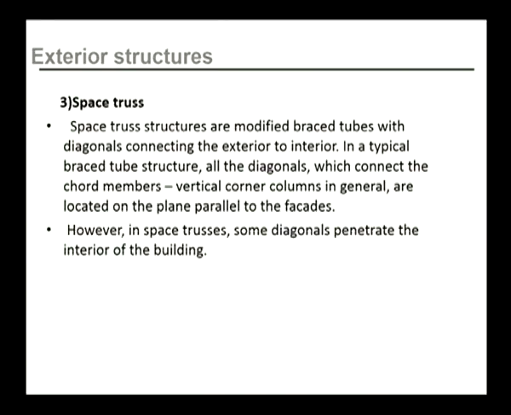Space truss. Space truss structures are modified brace tubes with diagonals connecting the exterior to the interior. In a typical brace tube structure, all the diagonals which connect the chord members, vertical corner columns in general, are located on the planes parallel to the facades. However, in space trusses, some diagonals penetrate into the interior of the building.